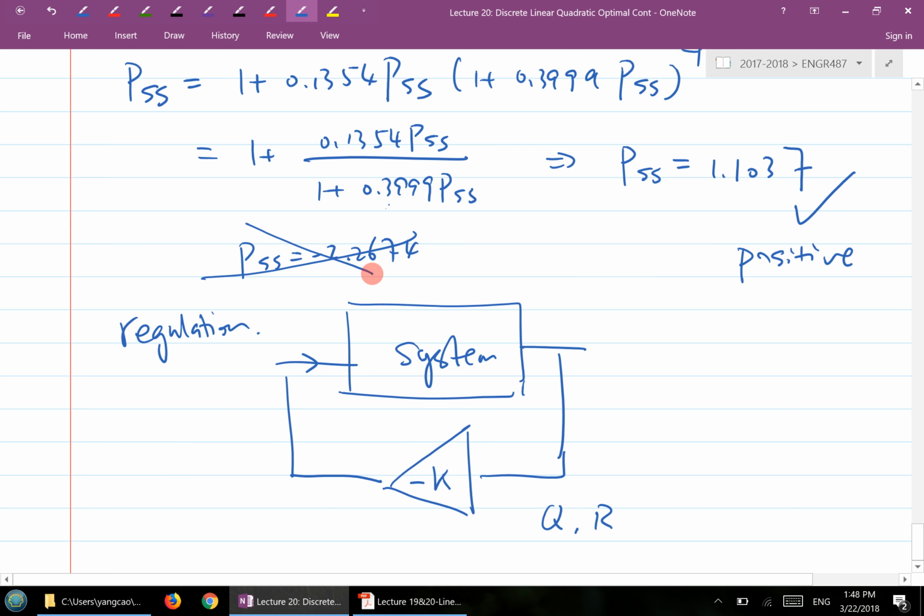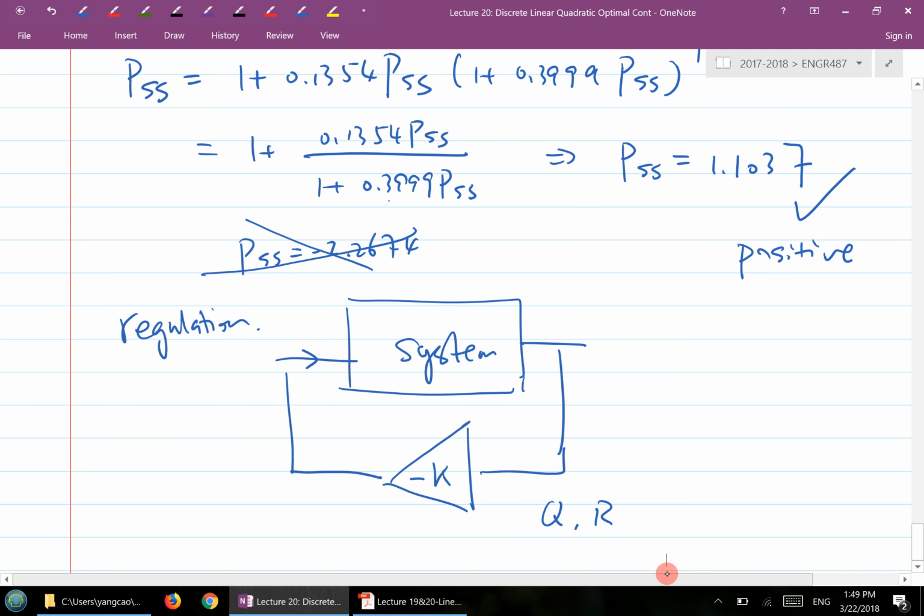See, because this is a scalar. But typically it's a matrix, so the solution that you get for the PSS will be a matrix. I believe it's going to be a positive definite matrix for the P matrix. For the scalar one here, you got a positive and a negative, so we pick the positive. When you get a matrix, you see, right?